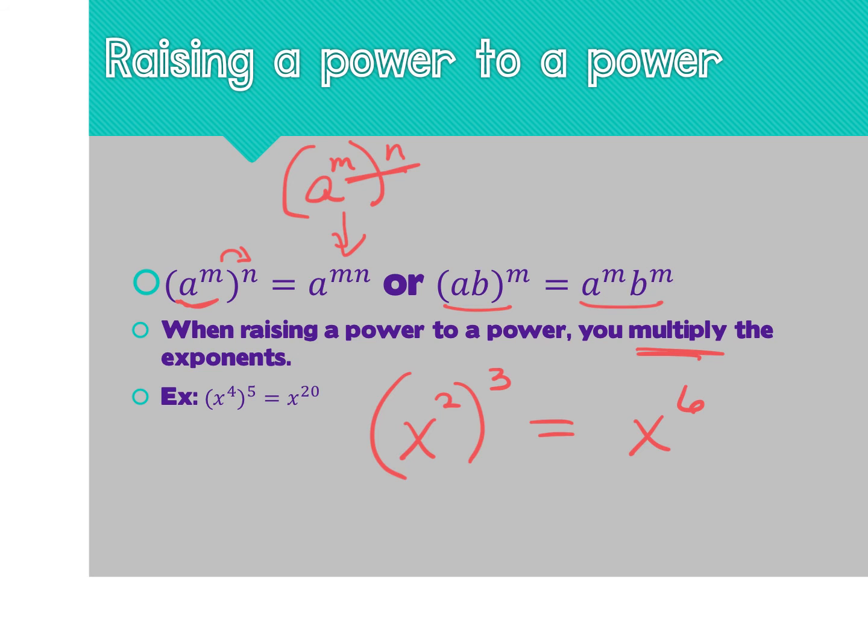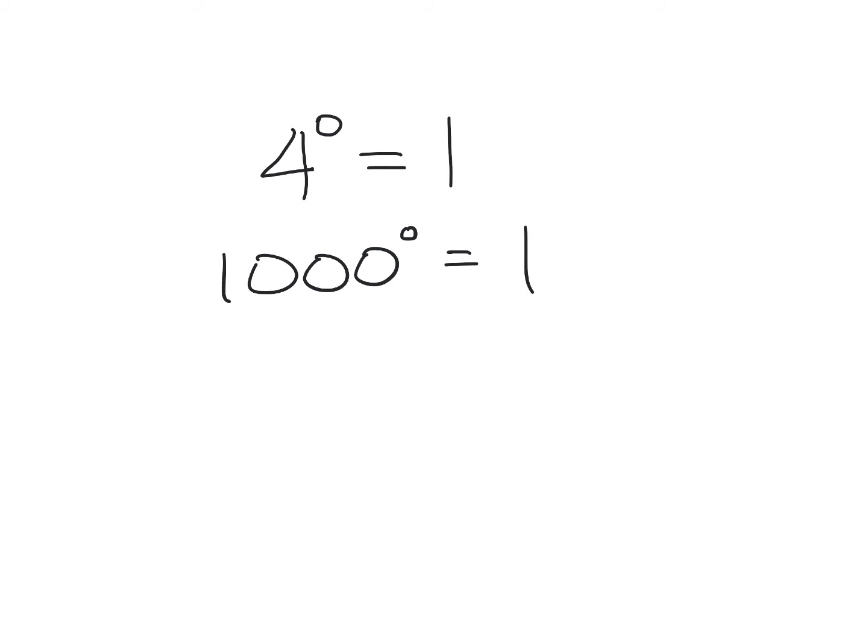Now, before we continue, I want to talk about raising something to the 0 power. So let me just add a little blank page here. One fact that you should have memorized back from Algebra 1 is that any number raised to the 0 power equals 1. Even if I have 1,000 and I raise it to the 0 power, it equals 1.